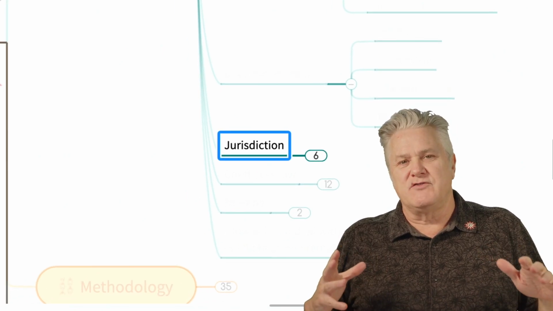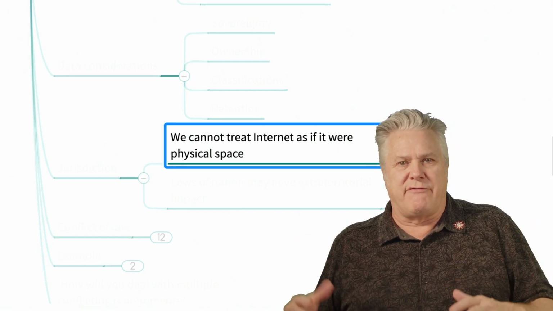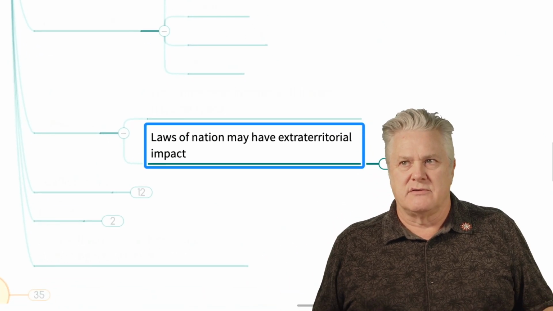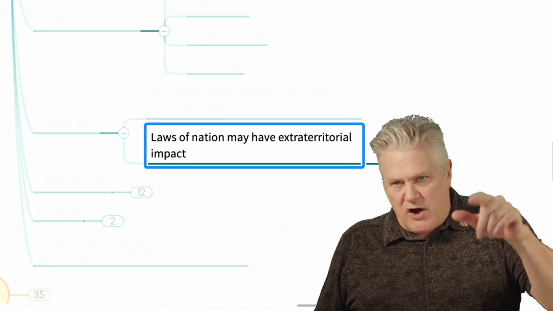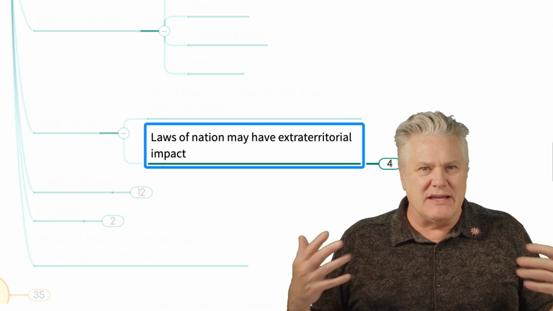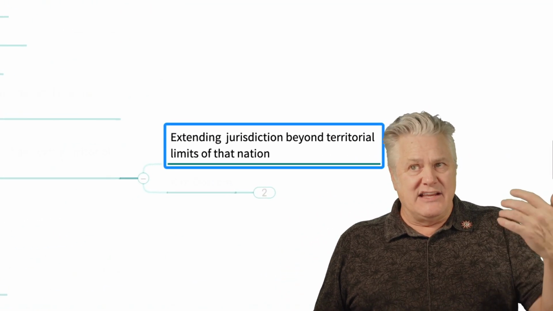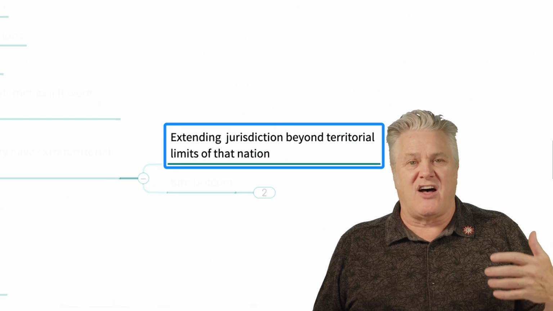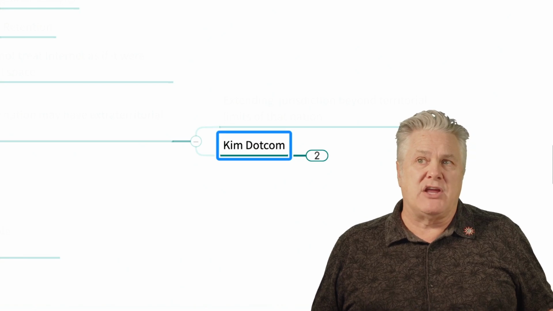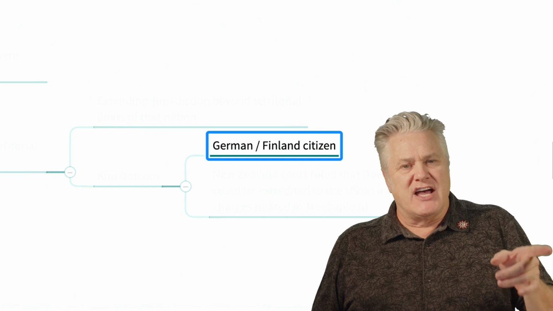There's this issue of jurisdiction. Okay, now we can't treat the internet as if it were physical space, and that's really one of the big problems that we run into with jurisdictions. Now, where you sit, the laws of that nation may have extraterritorial impact on people. Okay, so that's extending the jurisdiction beyond the territorial limits of that nation. Somebody can reach in and do that. That actually happened with somebody called Kim.com. He was a German and Finnish citizen.